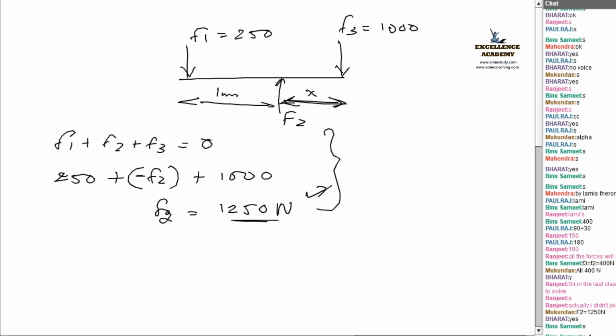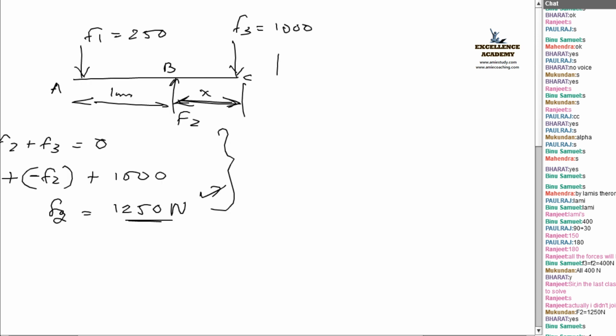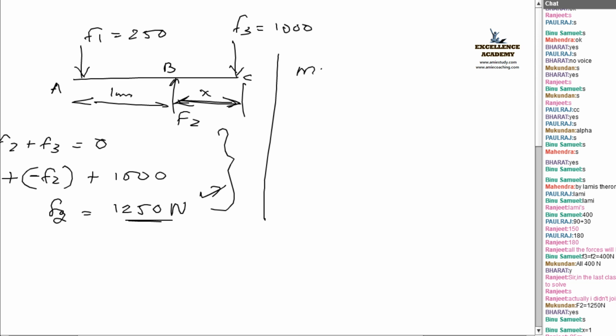Next, I want to find out this distance. How can I find out that distance? X is equal to 1 meter is given by Binu. Let us check whether it is right or wrong. Say A, B, C are the three points. I am going to take the moment with respect to A. Listen carefully, all of you.